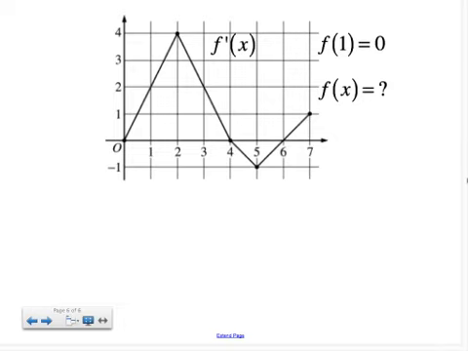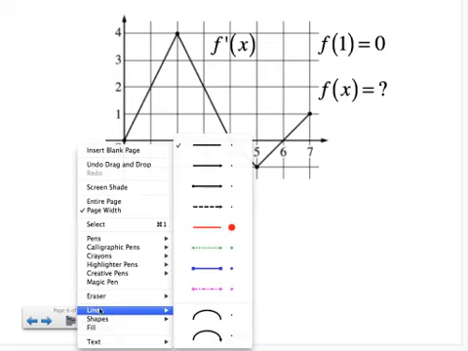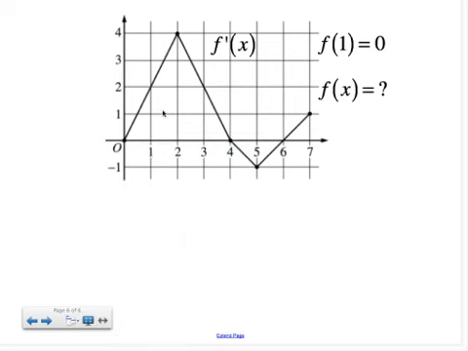Here is the graph of f prime of x. We are told that f of 1 equals 0. So f of 1 is a known function value. And after that, we don't know anything except that this is the graph of f prime of x. So let me go ahead and draw in a line here. That kind of just tells us that this is where things begin for our function f, because we have a function value that gives us a starting place.